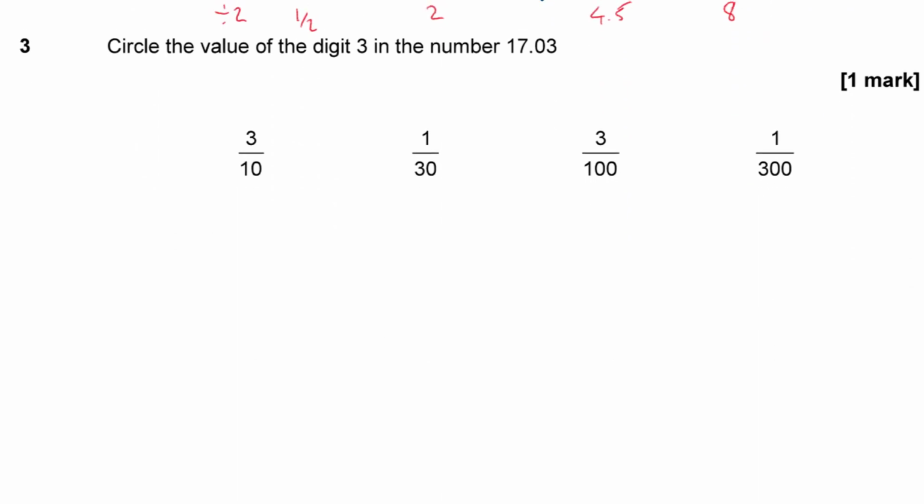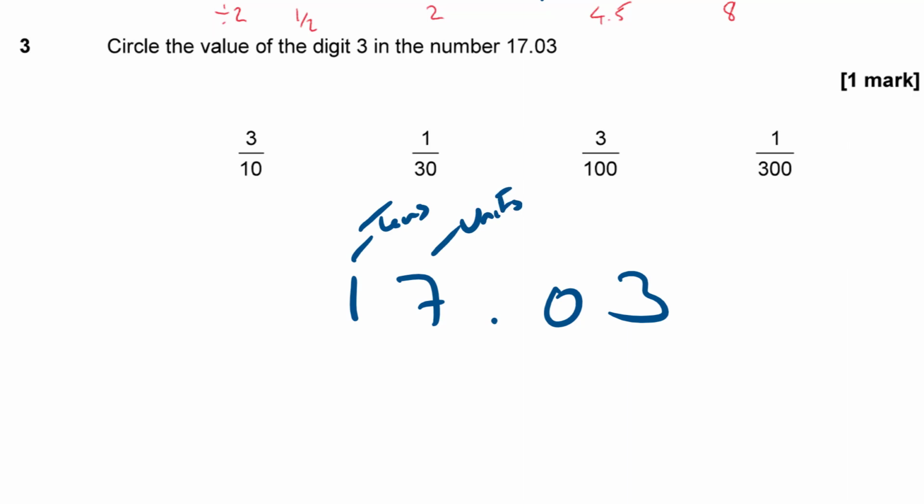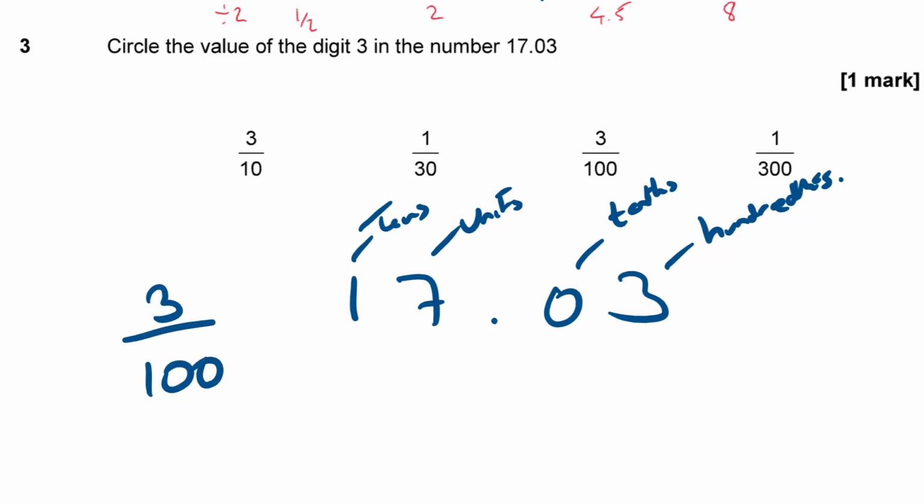Question 3. Circle the value of the digit 3 in the number 17.03. Okay, so in 17.03, these ones are the tens, aren't they? And then units. The first number after the decimal place is tenths, and then after that is hundredths. Okay, so you should know that the 3 is in the hundredths column, which means you've got 3 100ths. Okay, which is that one there.